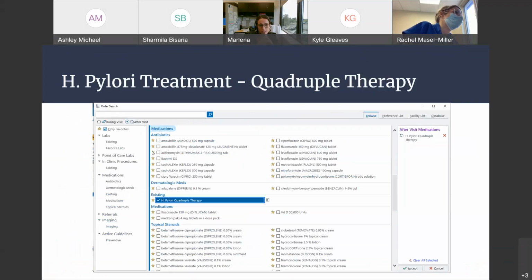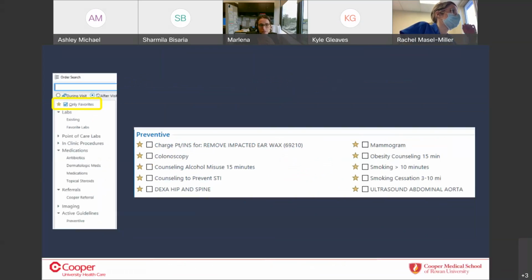So this is the example. I just did an H. pylori quadruple therapy the other day after looking it up. So now when I click this and I click accept, it pulls up all those medications and the right doses for how to treat it. Same thing, I made a favorites for preventative. So I have obesity counseling here, smoking counseling, DEXA, etc. You guys can go back and look at these.